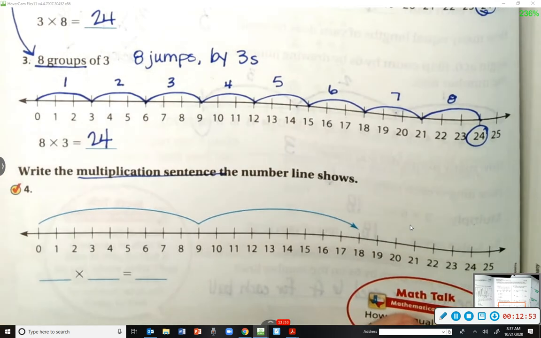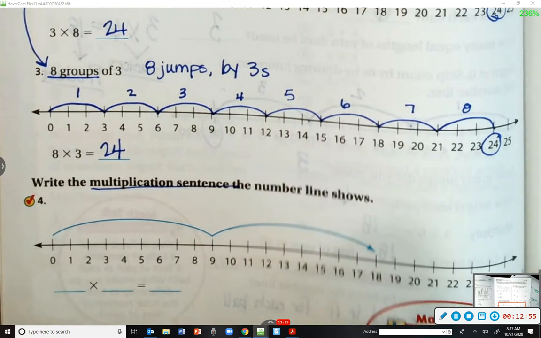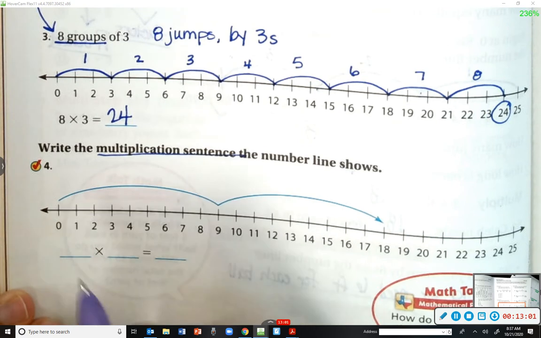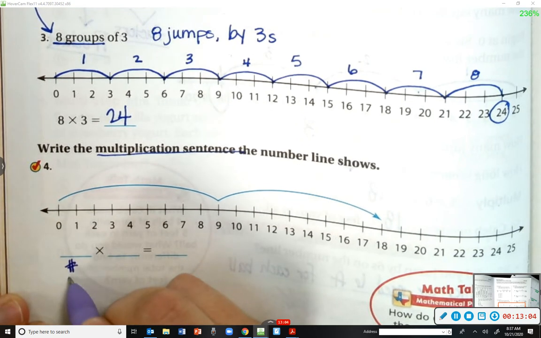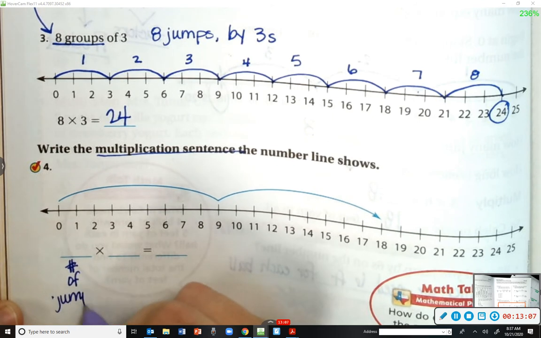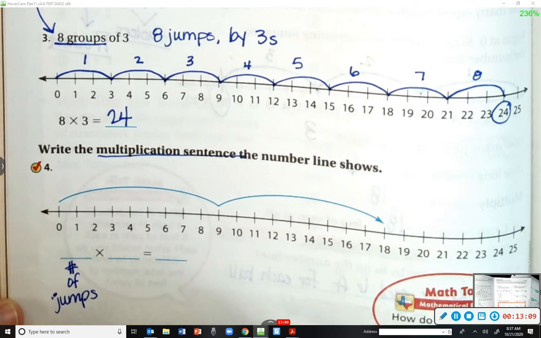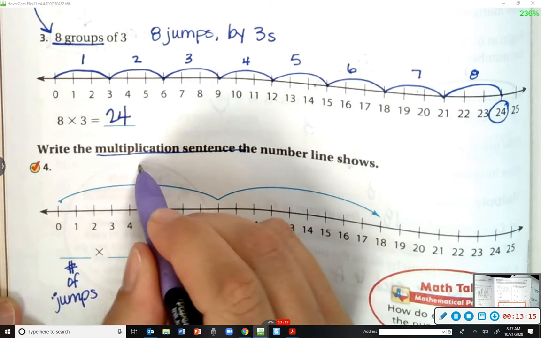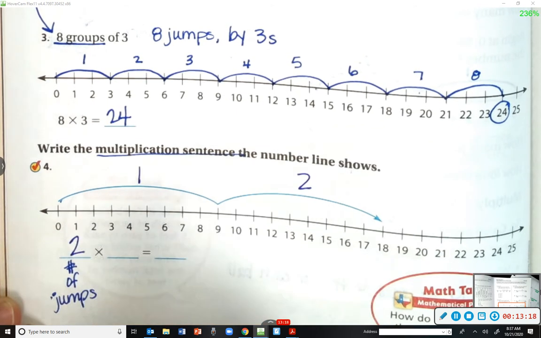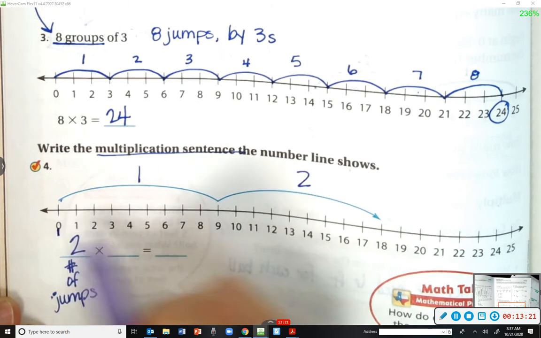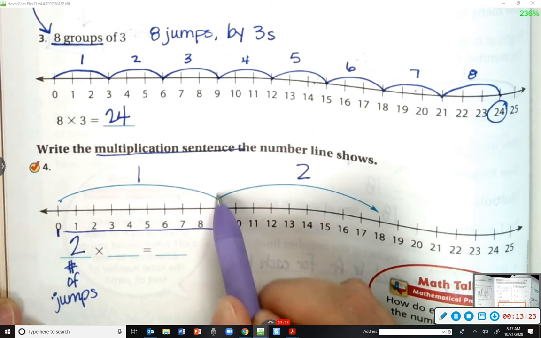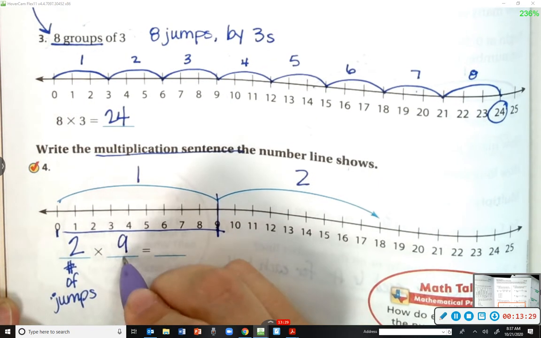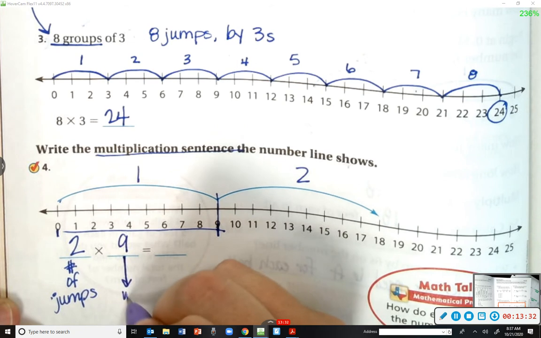Okay, so let's check and see what you got. For our multiplication sentence, your first factor needs to be how many jumps we made. So this is the number of jumps. Okay? The first factor is the number of jumps. So I'm jumping once, twice, right? 2 jumps, so 2 is your first factor. And then I look down here and I see it started at 0 and skipped to 9. So now it's skipping by 9. 9 would be your second factor. So this is what you skip by.